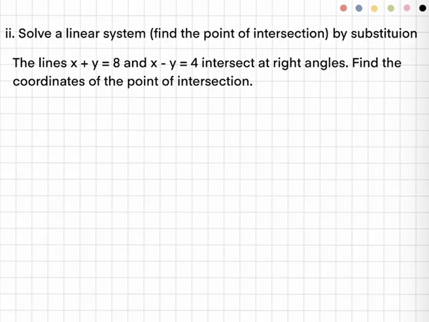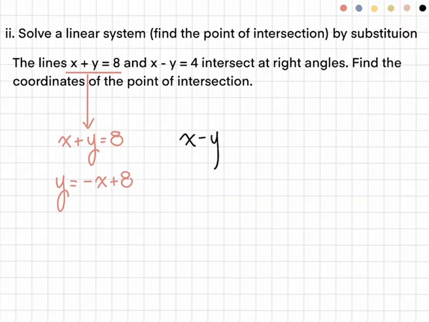Let's actually find the point of intersection of these two lines. So we're going to go back, and I'm going to rearrange the first one again. So we've got x plus y equals 8. So if I rearrange this, I get y equals negative x plus 8. Now what this has done is given me a value for y, which means I can take this information, and with my second equation, I can actually substitute this information in here to solve for x.